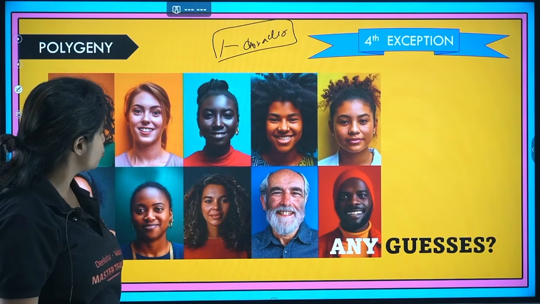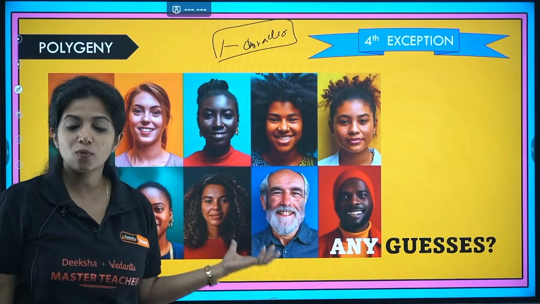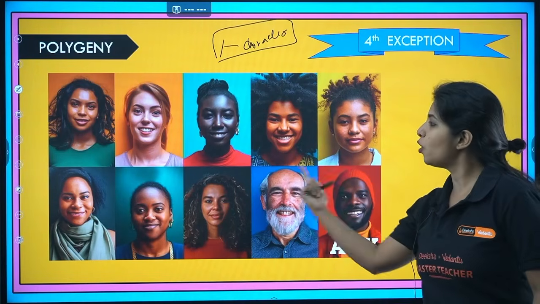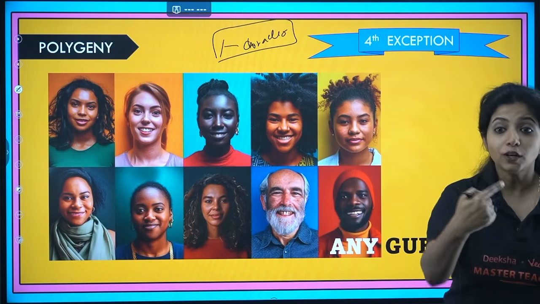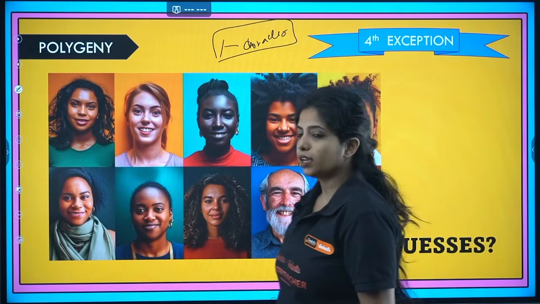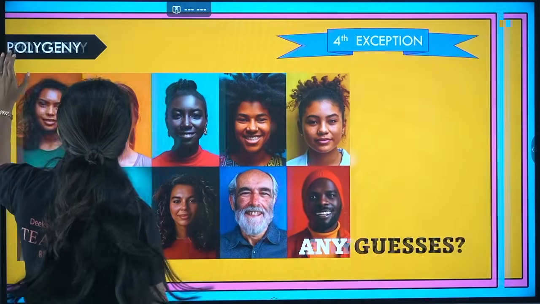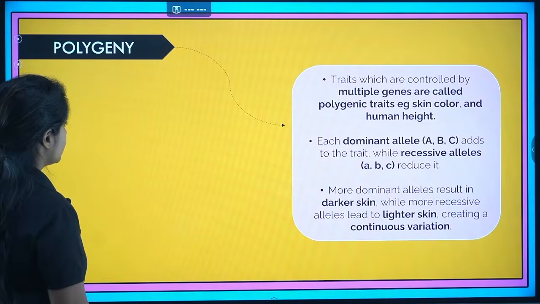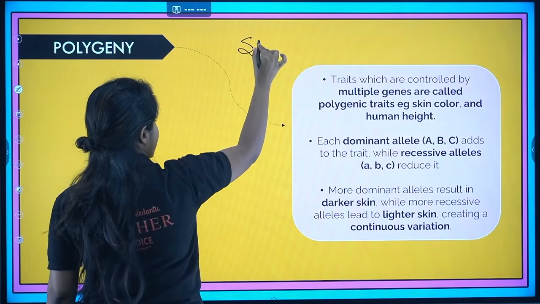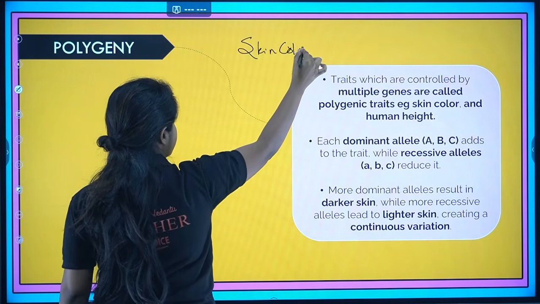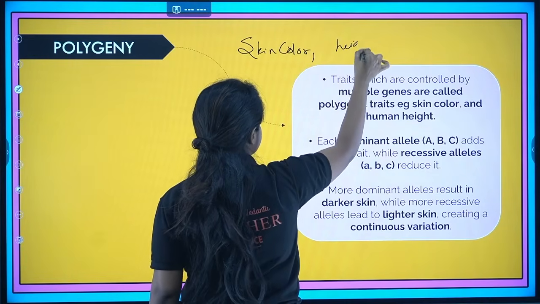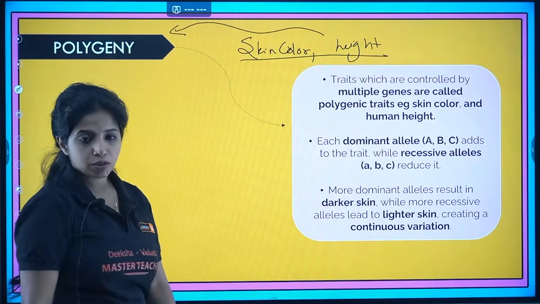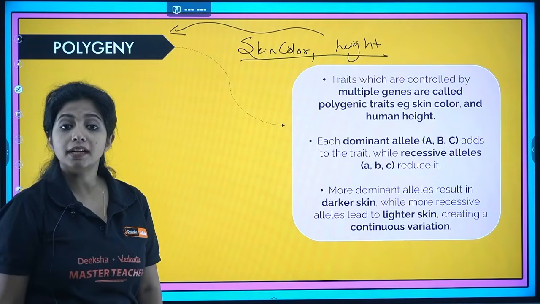Why have I shown you so many people's images with different skin tones? You can include me also over here. Why do we all have different skin tones? Do you know the answer? If you do not know, then it's high time to know about it. Listen to me very carefully. There are certain characters that you need to remember: one is skin color and one is your height. They are polygenic characters. That means these characters are coded by multiple genes.